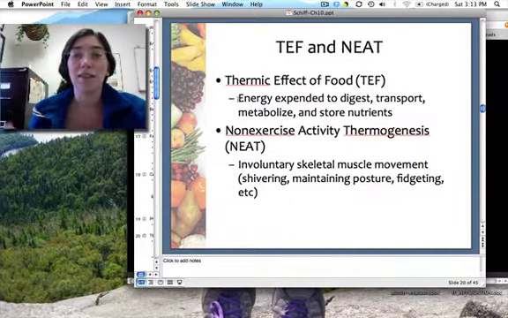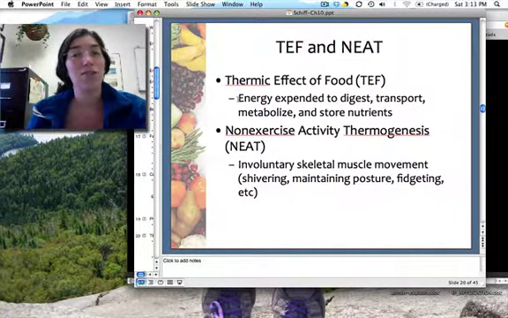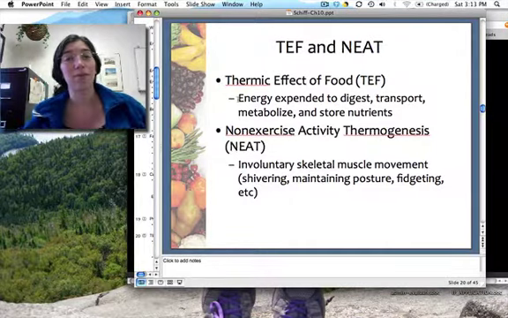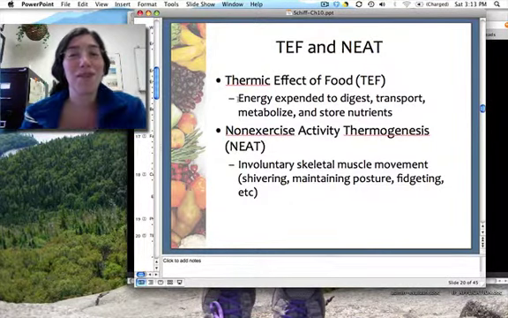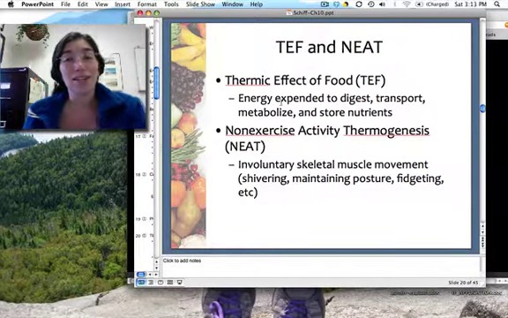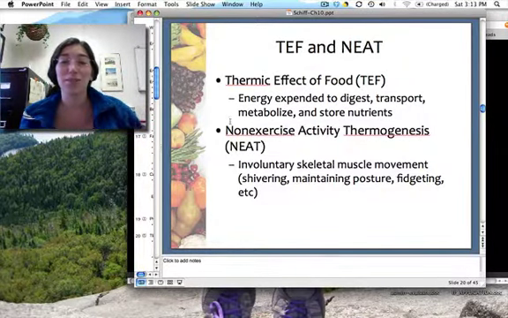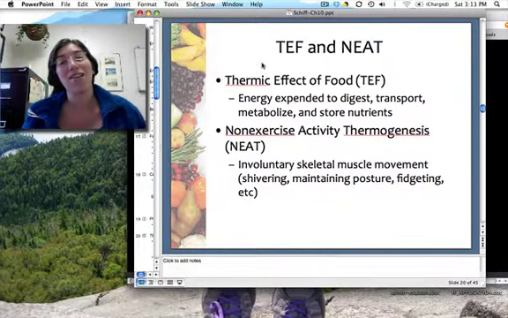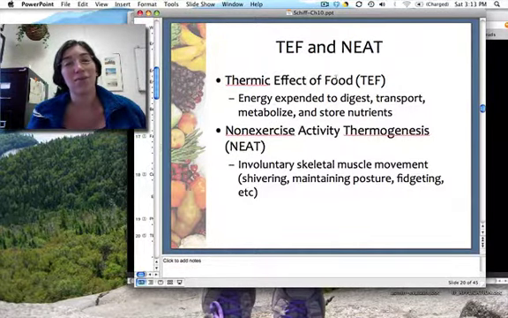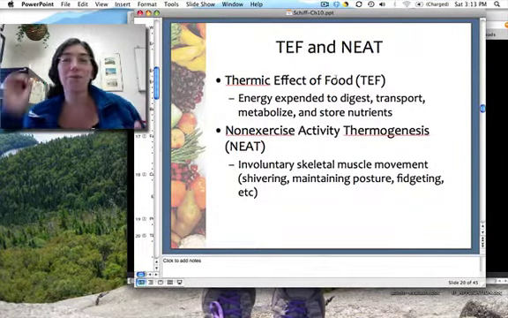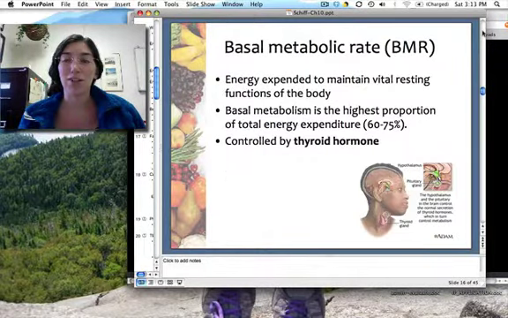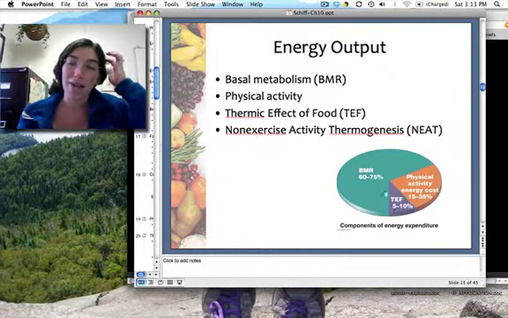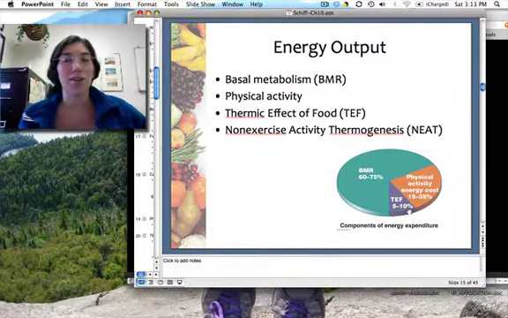And then if we want to take extra glucose and store it and build glycogen molecules, well, that also takes energy. So there's a fair amount of energy that's actually used in the digestion, transportation, metabolism, and storage of our nutrients, and it's called the thermic effect of food. It accounts for about 5 to 10% of our energy expenditure. Let's see if I can get that pie chart back. Here we go. TEF accounts for about 5 to 10% of our energy expenditure.